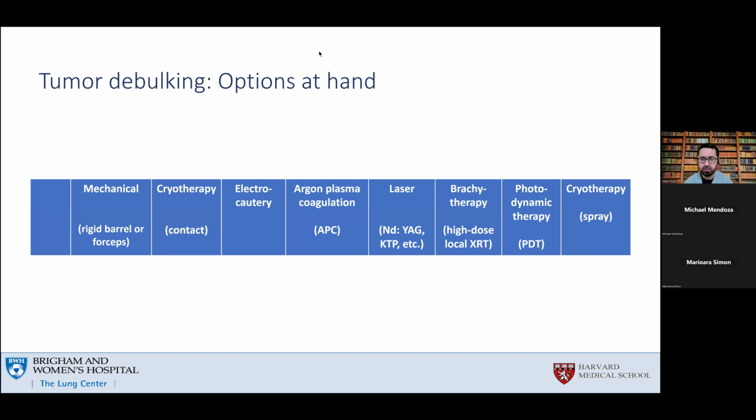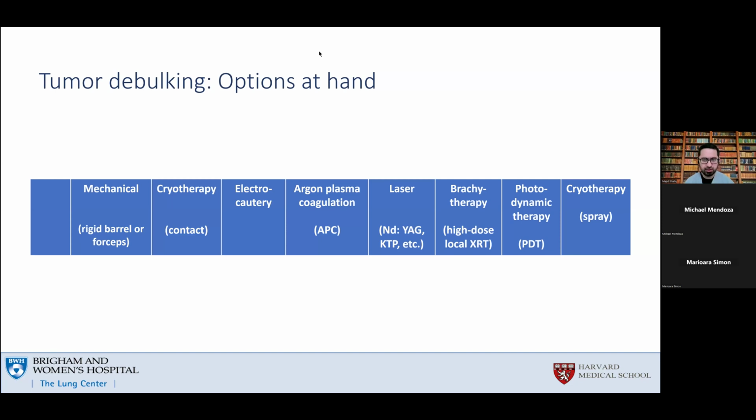Then there's brachytherapy, which is high-dose local radiation therapy, not used as commonly. There's photodynamic therapy, which is not a hot therapy because you're really just using, within the usual spectrum of light, visible light, and that leads to a delayed effect. And then there's spray cryotherapy, which has become a little bit more popular over the recent past.